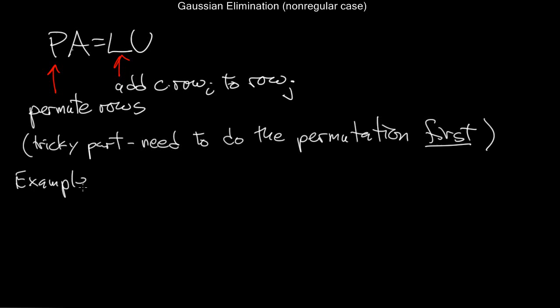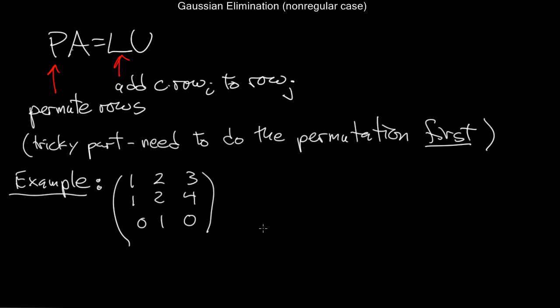So suppose I asked you to find the permuted LU decomposition of this matrix. Yes, this matrix, 1, 2, 4, 0, 1, 0. And, well, you go on your merry way. You can start the algorithm because you have a non-zero pivot up in the upper left-hand corner.